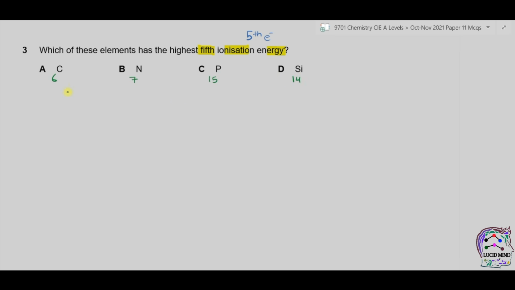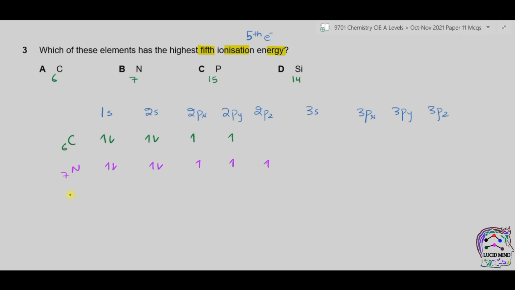Now let's do the electronic configuration. We can write the subshells 1s, 2s, then we have 2px, 2py, 2pz, then we have 3s, then 3px, 3py and 3pz. First one is carbon. There are 6 electrons, so 2 in 1s, 2 in 2s and 2 in 2p. Second one is nitrogen. 2 electrons in 1s, 2 in 2s, 3 electrons are in 2p.